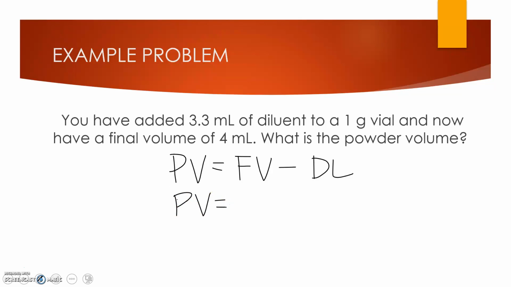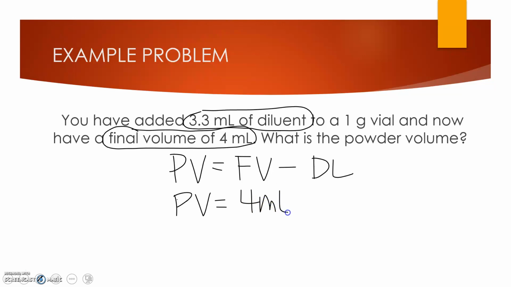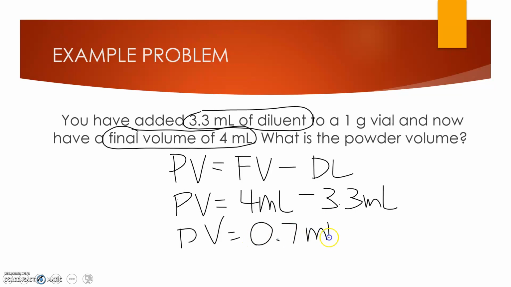Our final volume is 4 mL. Our diluent volume is 3.3 mL. Stick that in your equation. 4 mL minus 3.3 mL. PV is equal to 0.7 mL.